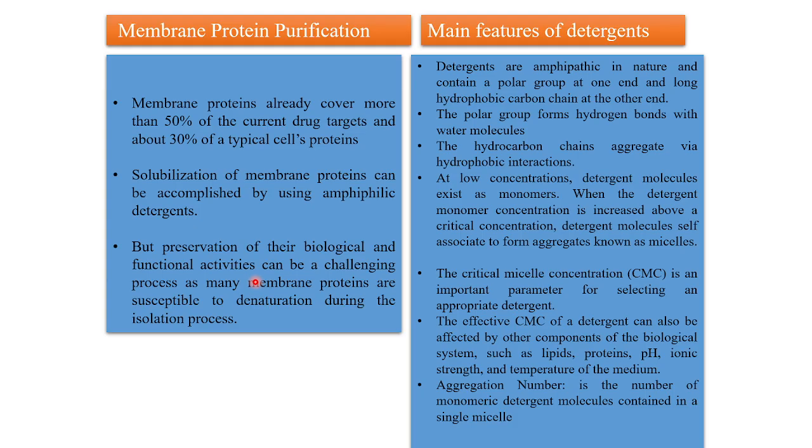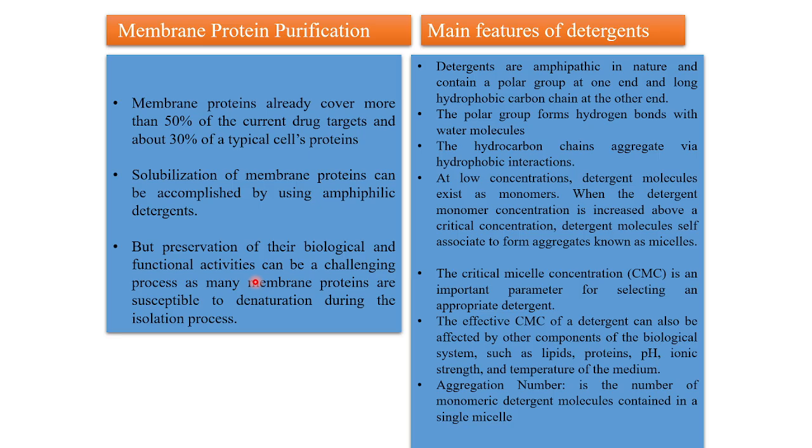At low concentrations, detergent molecules exist as monomers. When the detergent monomer concentration is increased above a critical concentration, which we call the critical micelle concentration or the CMC, detergent molecules self-associate to form aggregates known as micelles. That is why it's known as the critical micelle concentration, which is a very important parameter for selecting an appropriate detergent. So we cannot select just any detergent. We have to use it at a particular concentration to actually make the protein work.